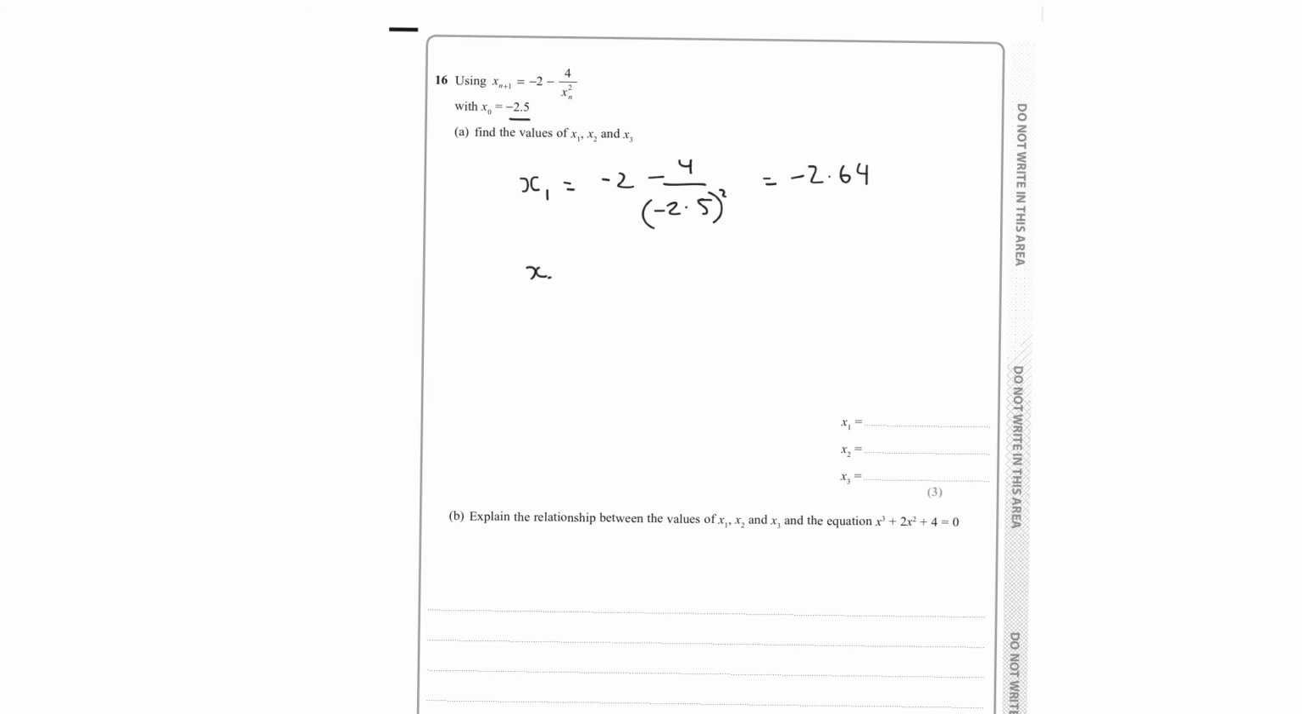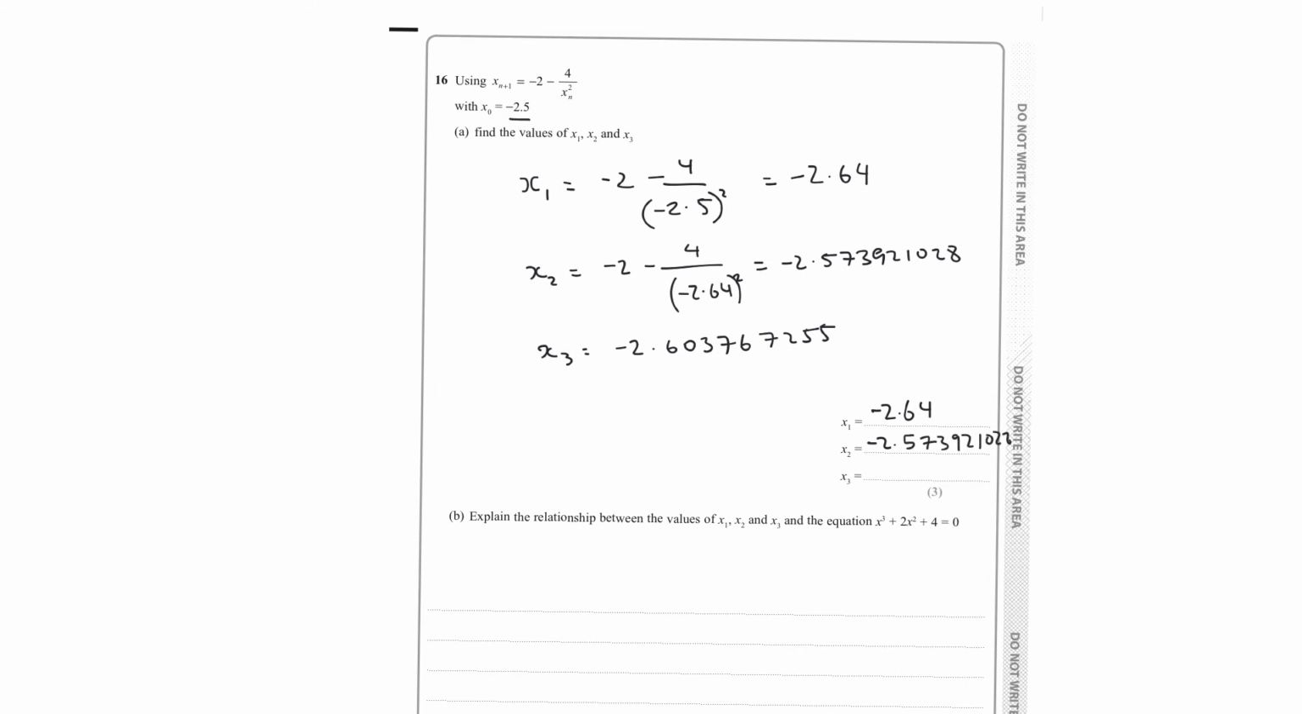Put that into your calculator, you get minus 2.64. Then for x is 2, it's going to be minus 2 minus 4 over your answer for x is 1, which is minus 2.64 squared, is equal to minus 2.57392128. And then for x is 3, it would be minus 2.6037672555. Okay, so putting that all in for your answers. Because it says find the exact values, literally every number you get on your calculator, put that in as your final answer.